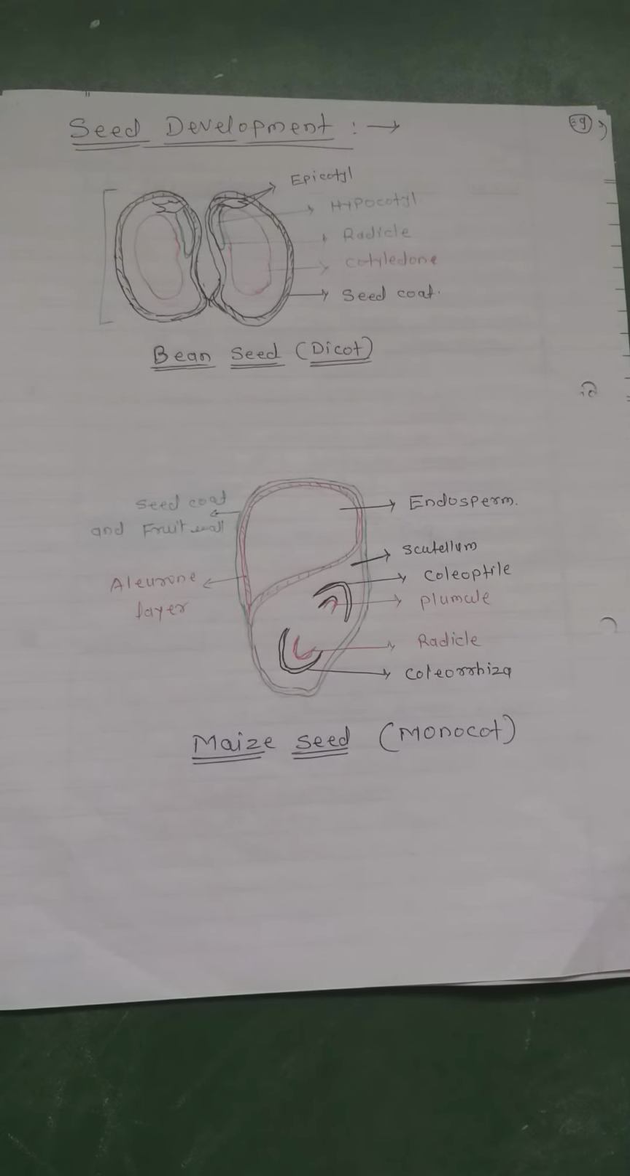Hello student, today we will start the next part of the topic reproduction in lower and higher plants, in which we will see development of seed and fruit. First we will see the seed development in dicot and monocot plants. Now seed development is initiated by fertilization.